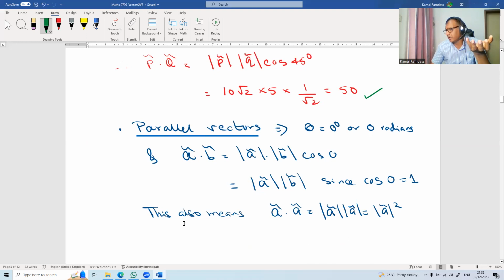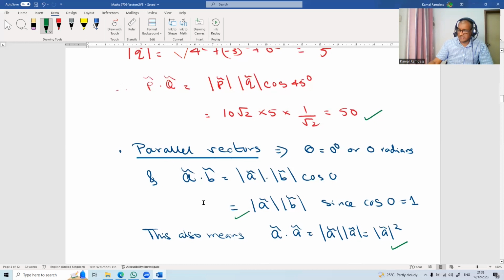OK? And that also implies that A bar dot A bar, meaning a vector dot product with itself, of course, the dot product of a vector by itself is the modulus of the vector squared. OK? That is another relation, from the initial theory of the scalar product.